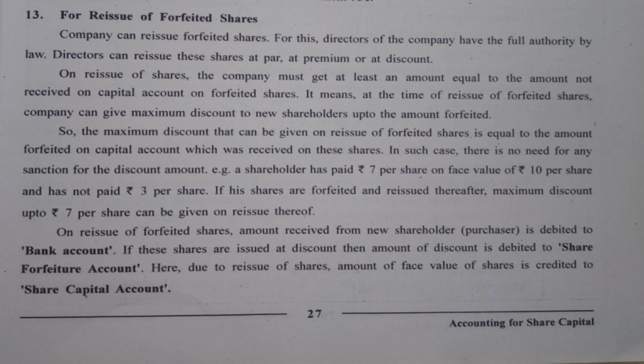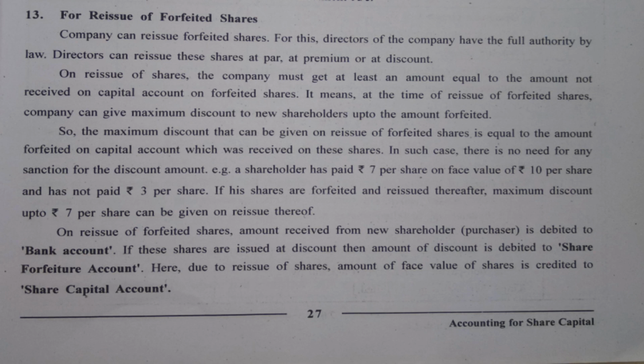On reissue of shares, the company must get at least an amount equal to the amount not received on capital account on forfeited shares. It means at the time of reissue of forfeited shares, the company can give maximum discount to new shareholders up to the amount forfeited. This is the maximum permissible discount.